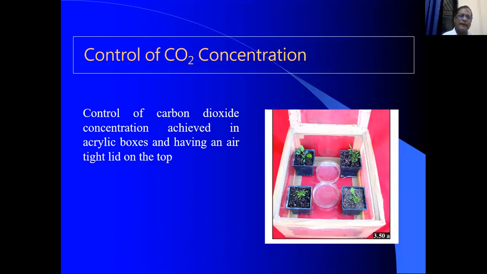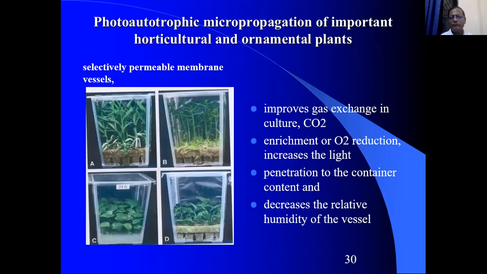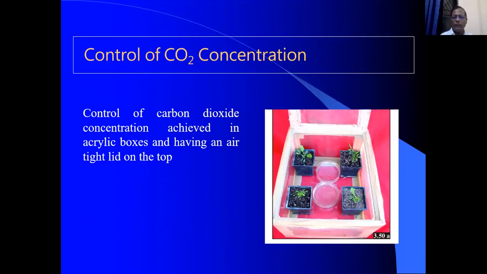Another strategy is the control of carbon dioxide concentration in the culture vessel. The control of carbon dioxide concentration is also done in acrylic boxes having an airtight lid on the top. So when we increase the concentration of carbon dioxide in the culture environment, it will help in the production of more surviving plants.